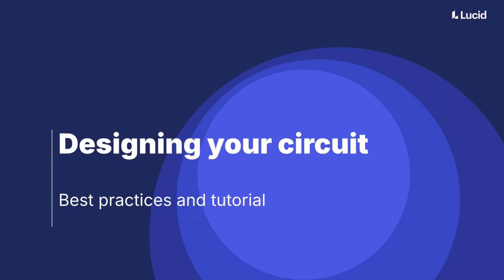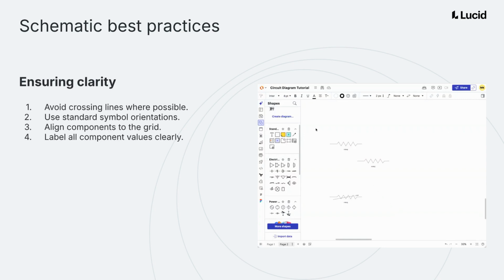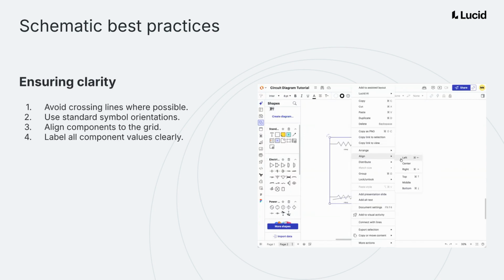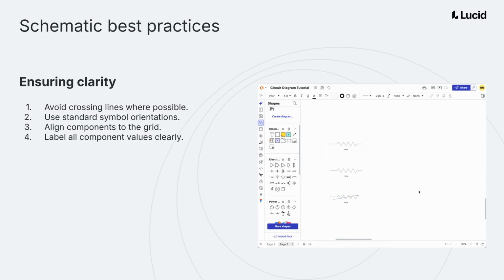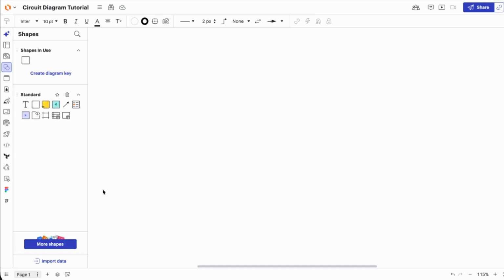Now that you know the basics, let's dive into the design process. We'll start with some best practices for clean and readable schematic design before building one ourselves. For clean and readable schematic design, always align components to the grid. Avoid crossing lines to prevent confusion, and ensure every component has a clear label.